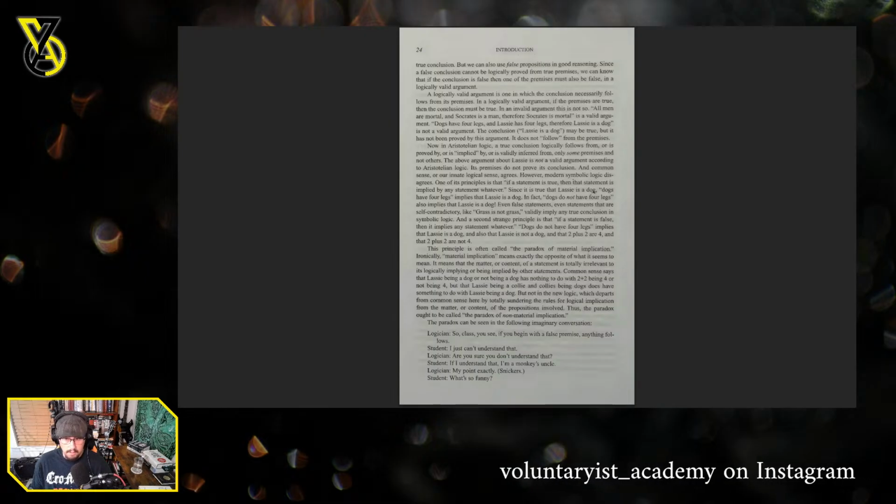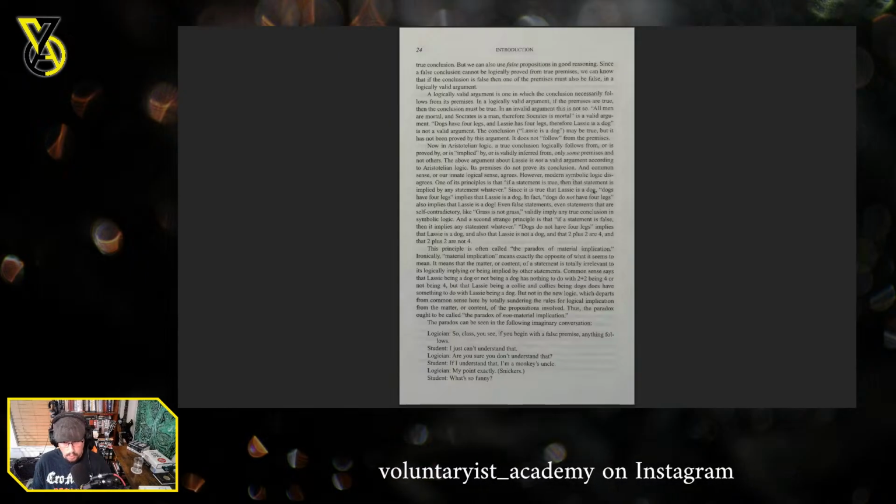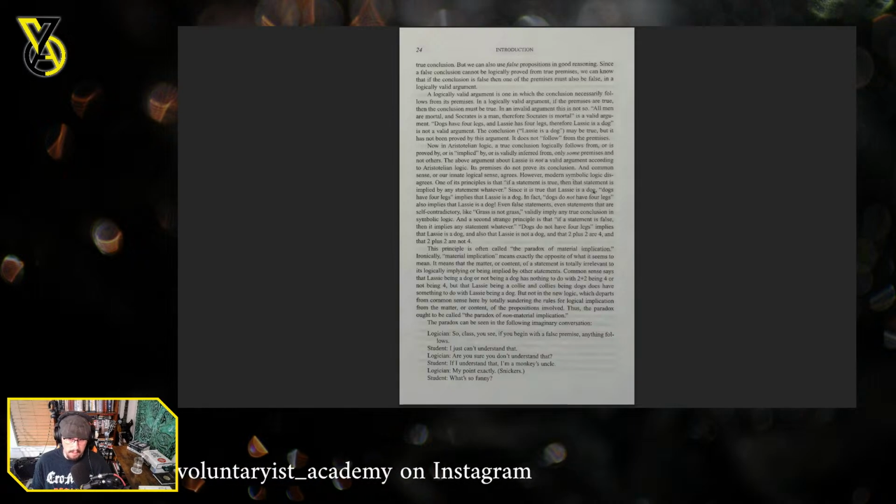But now, in the new logic, which departs from common sense here by totally sundering the rules for logical implication from the matter or content of the propositions involved. Thus, the paradox ought to be called the paradox of non-material implication. The paradox can be seen in the following imaginary conversation.